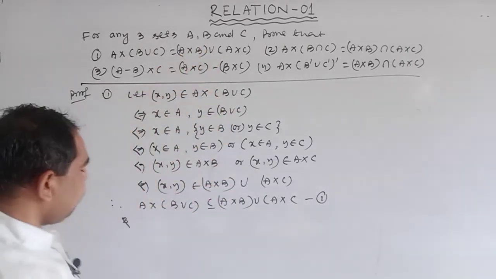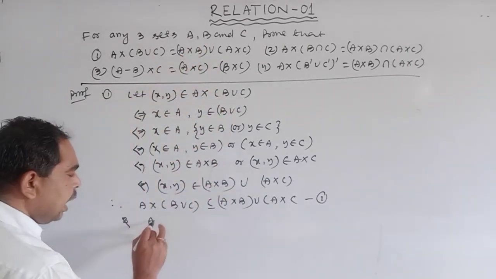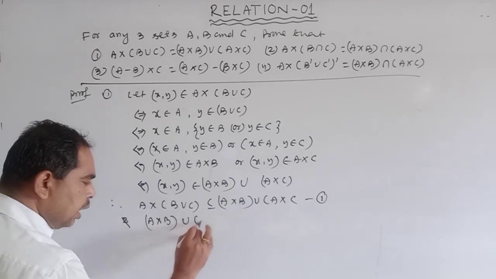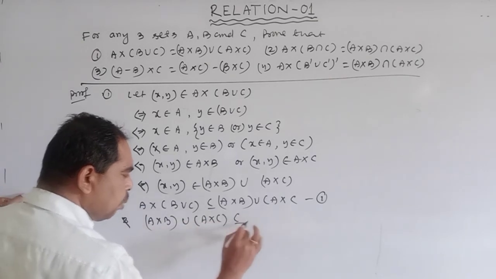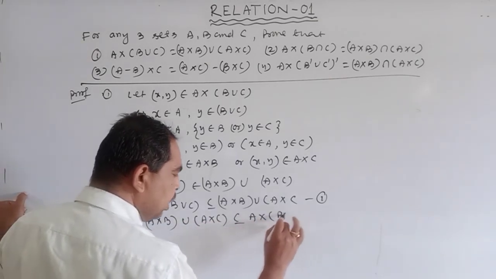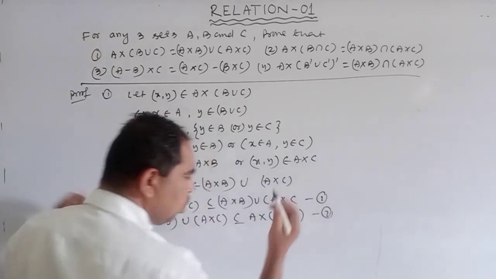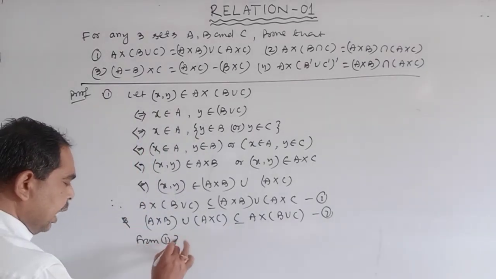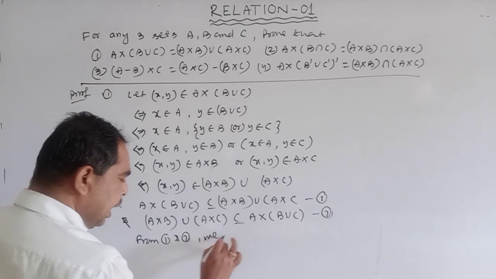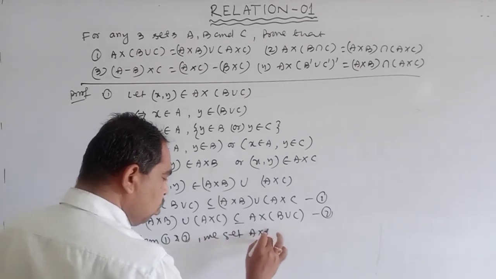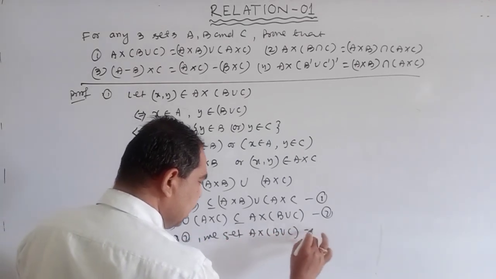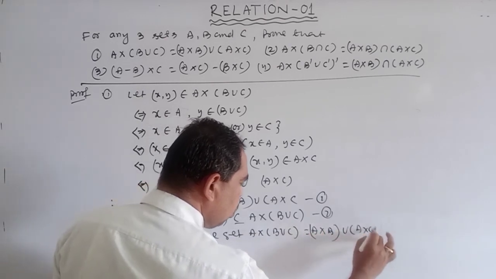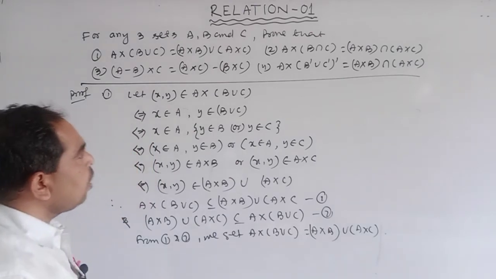Okay, and A into B union A into C is a subset of A into B union C. Equation 2. From 1 and 2 we get A into B union C is equal to A into B union A into C. Okay, this is question number 1.